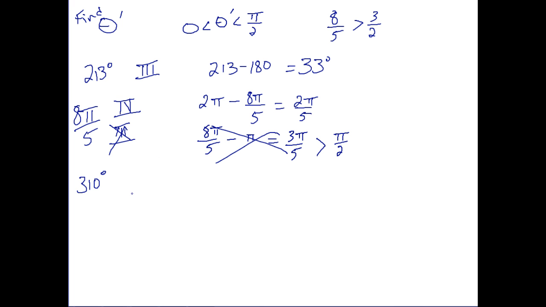Okay, so let's look at 310. Once again, that's in the fourth quadrant. So we want to take 360 minus 310, and that will give us our reference angle of 50 degrees.